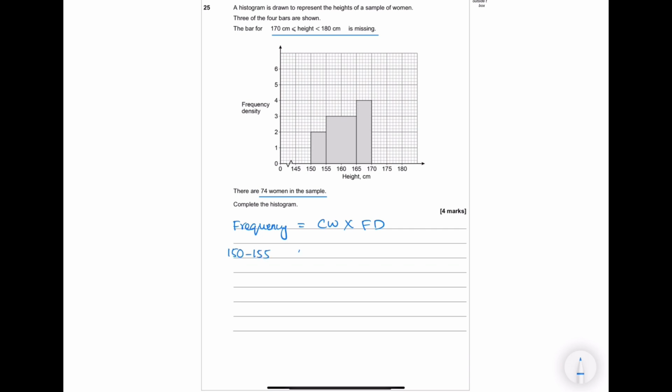Between 150 and 155, 5 is the class width and the frequency density is 2, so the frequency is 10 there. In the next bar between 155 and 165, the class width is 10 and the frequency density is 3, and the frequency is 30. Next between 165 and 170, the class width is 5 and the frequency density is 4, and the frequency is 20 in that bar.